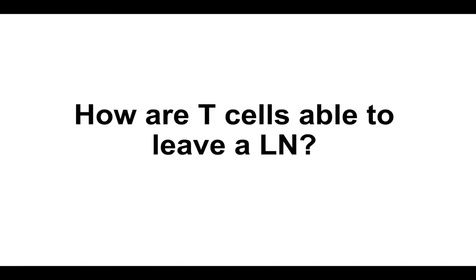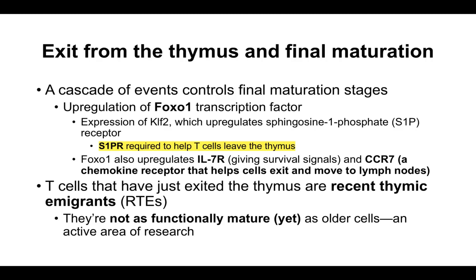How are T cells able to leave a lymph node? They are able to leave after they've increased their sphingosine 1 phosphate receptor, which is required. This receptor will bind to sphingosine 1 phosphate and will help them to actually end up leaving the thymus. This is true for the thymus. It's also true for how they get out of the lymph nodes as well, which we've looked at.